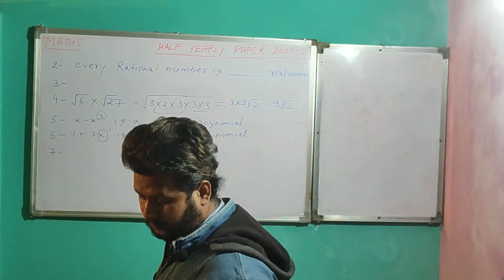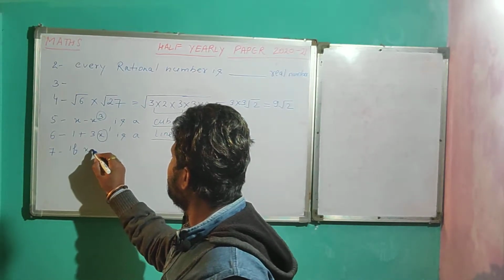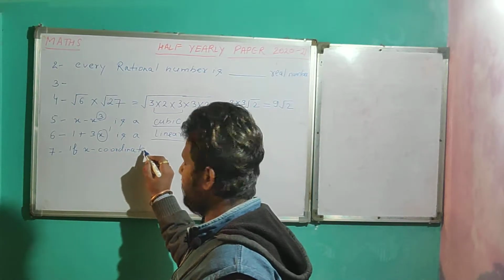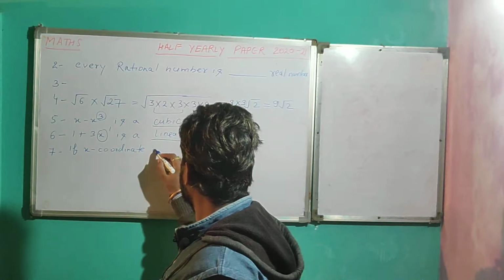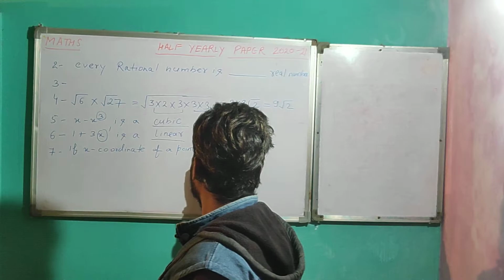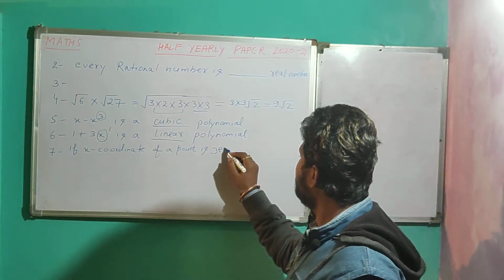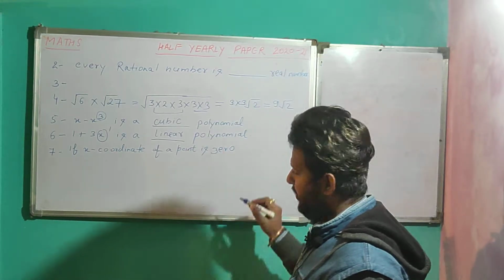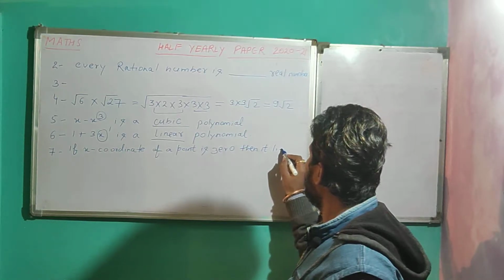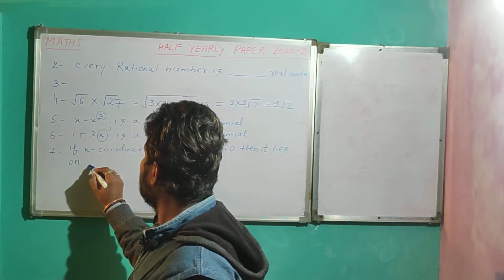Question 7. If the x coordinate of a point is 0, then it lies on dash axis.